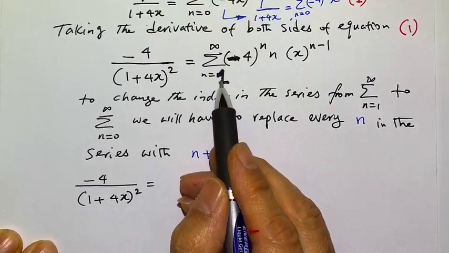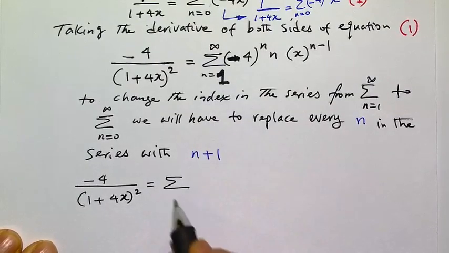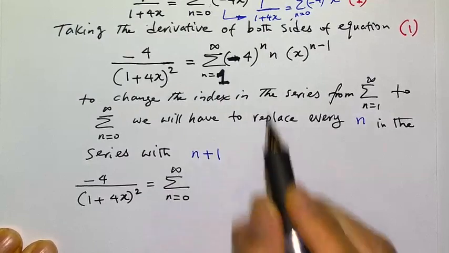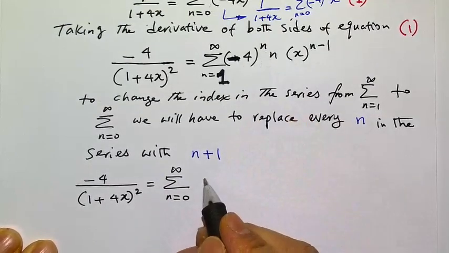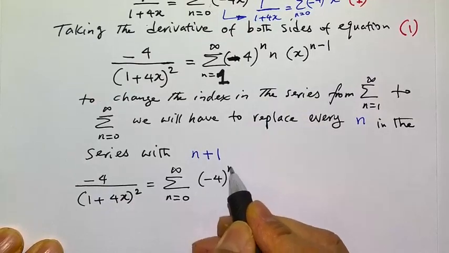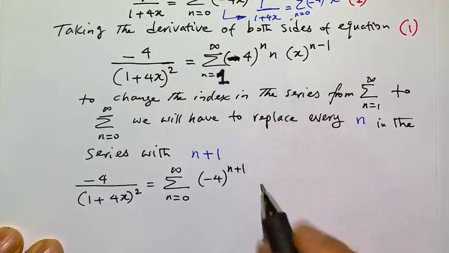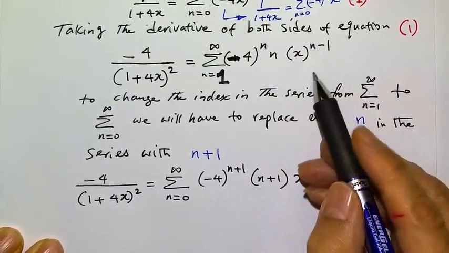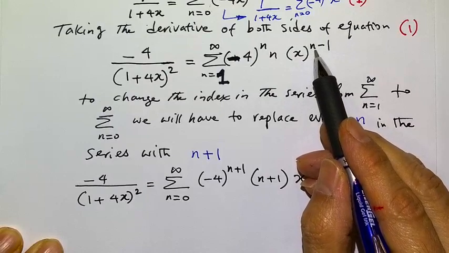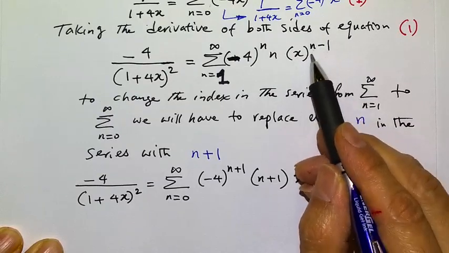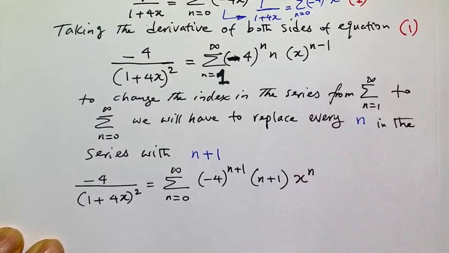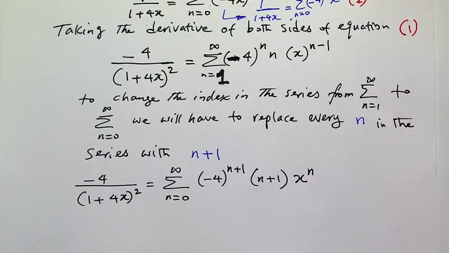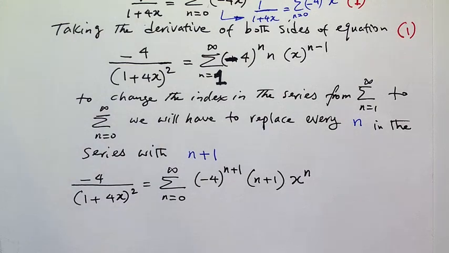So we're going to switch this from 1 to 0. Now every n in the series is replaced by n plus 1. That one and this one too, and also that one. When we replace this n with n plus 1, the plus 1 and minus 1 cancel out. We just get n x to the n power. All right, so let me move to the next page here.